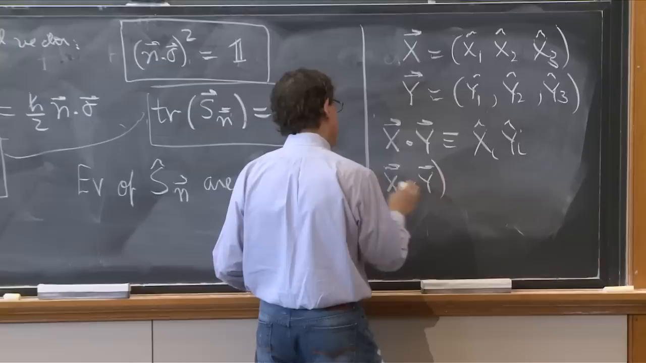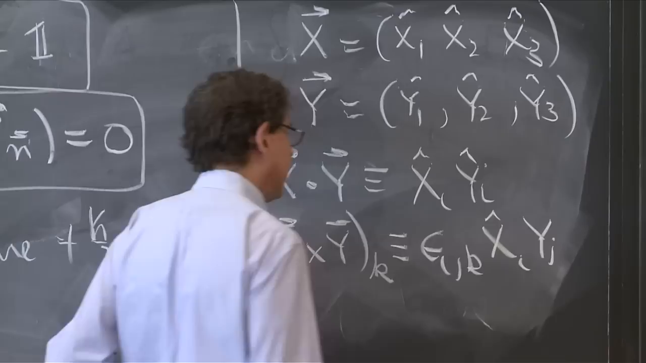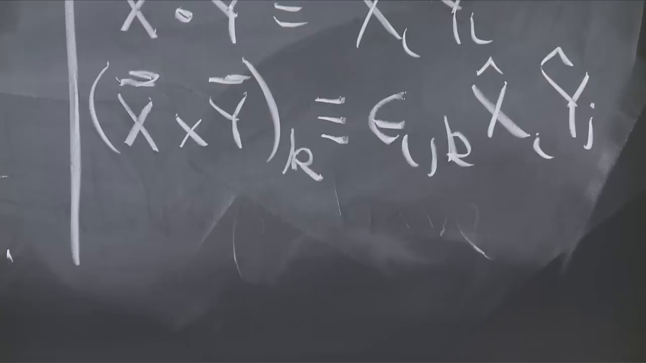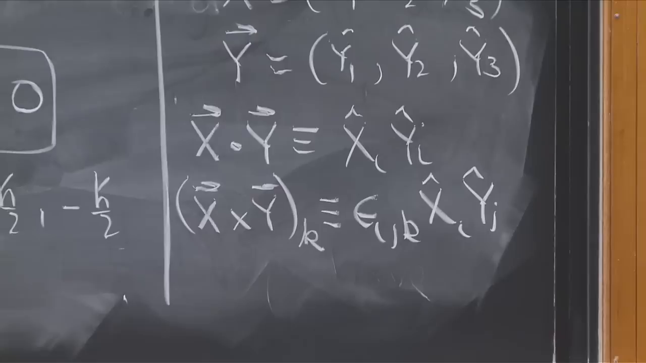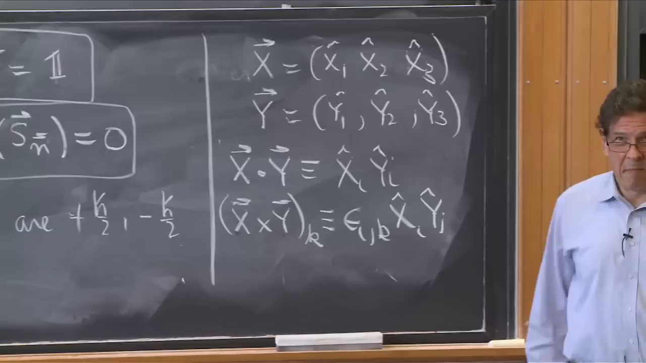And the kth component is epsilon_ijk x_i y_j, just like you would define it for two vectors of numbers. Now, what do you know about the cross product in general? It's antisymmetric. A cross B is equal to minus B cross A. But this one won't be, because the operators x and y do not commute. Even x cross x may be non-zero.